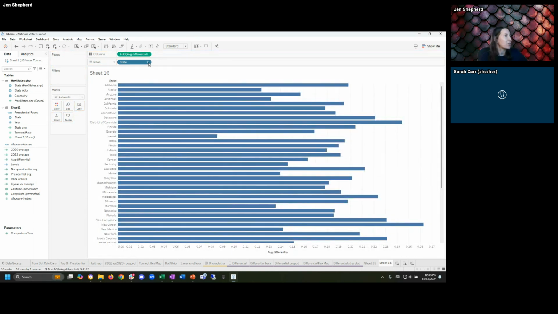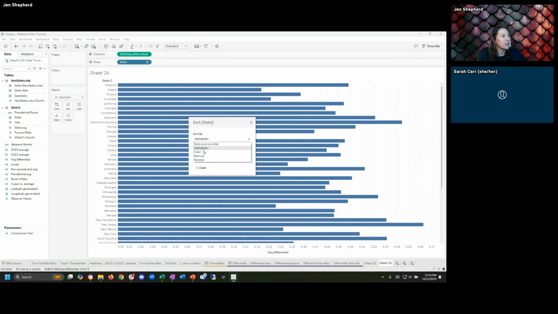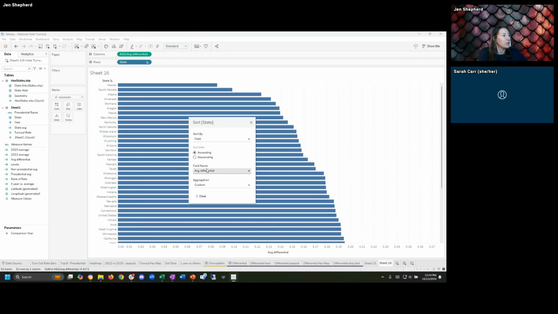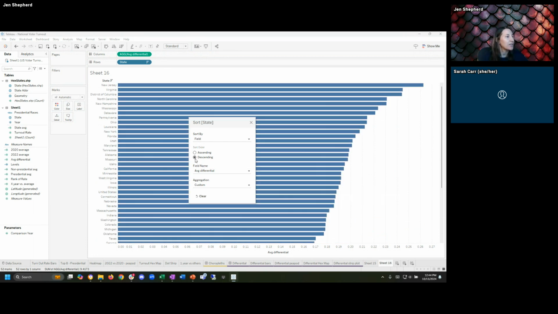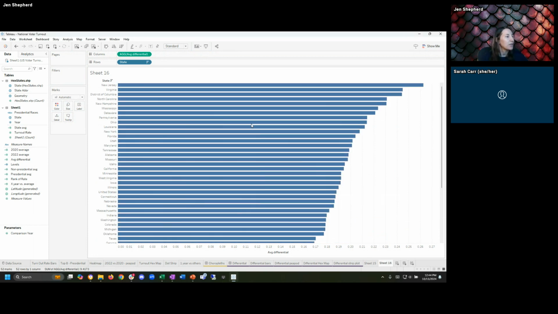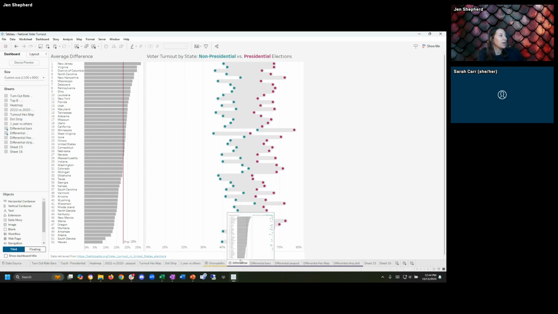And then I just need to sort state by that field. Let's do that really quickly here. Instead of data source order, whoops, I clicked alphabetic. I want to do by field, and it already has guessed that I meant average differential since that's in my view. I just want that descending instead of ascending. And then same thing, I would take off the field labels, I would sort this to the left, all that kind of stuff. And then I put them together on the dashboard.